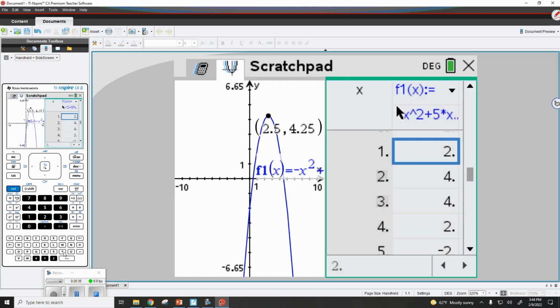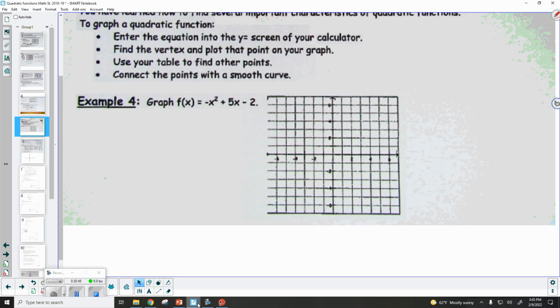When our table pops up, I'm sure you guys are a bit more familiar with working out these calculators. So back to this.